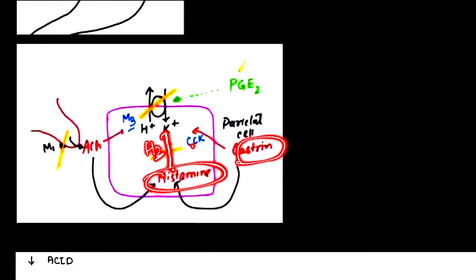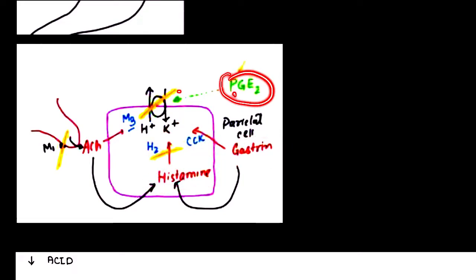Gastrin is activating this proton pump with the help of CCK, right? Similarly, this prostaglandin E2, it is inhibiting. It is not activating or stimulating, but it is inhibiting this proton pump. That means here are the factors that are stimulating the production of HCl.